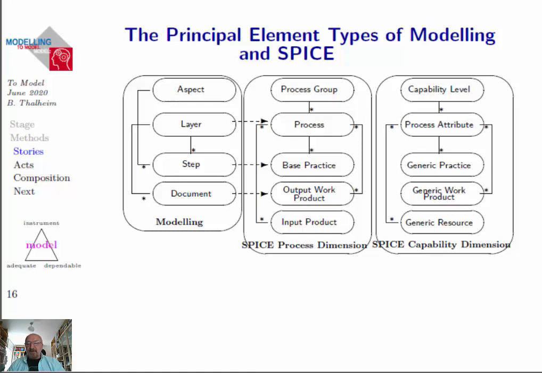SPICE is based on process dimensions that support capability dimensions, and for this reason we have process groups, processes, base practices, some kind of output work and some kind of input work. We can also use the corresponding capability levels, and we have in modeling almost the same way, except that we don't consider what is the quality of our origin that we are modeling.